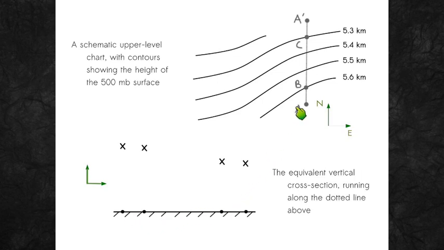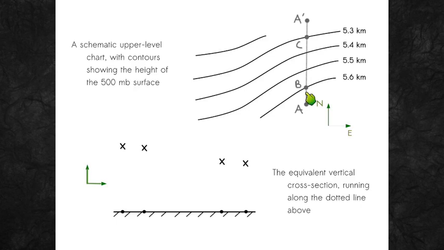So is it running from A to A prime, or is it running from A prime to A? Which way are we looking at this? Is the left-hand side going to be A running to A prime, or is it going to be A prime running to A? Which way is it going to be? We should be able to figure this out, right? It looks like maybe we can't figure this out, but we probably should be able to, because we have our upper level chart here.